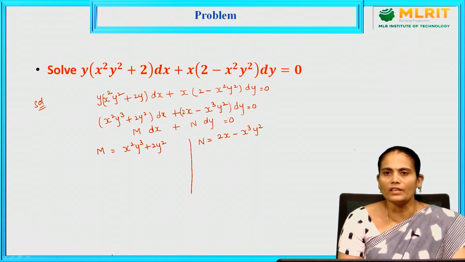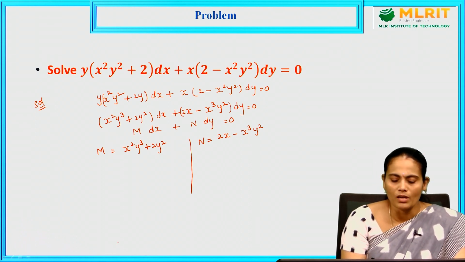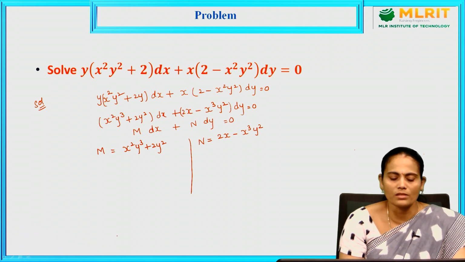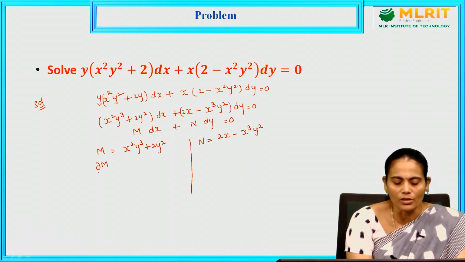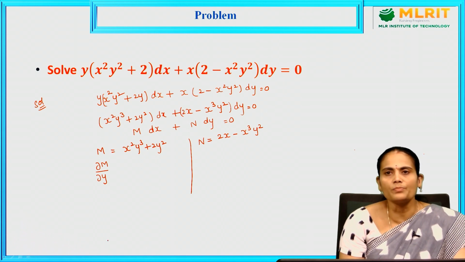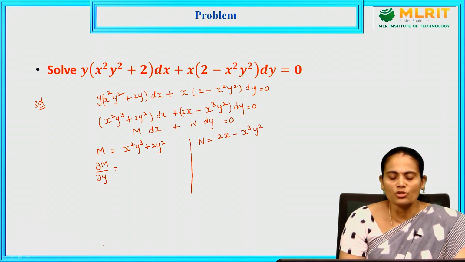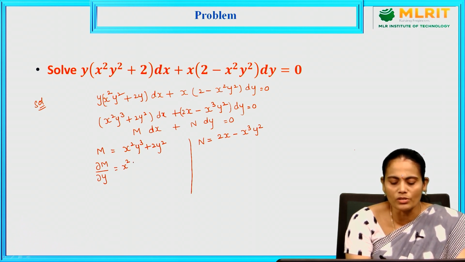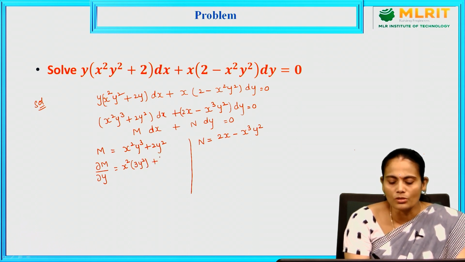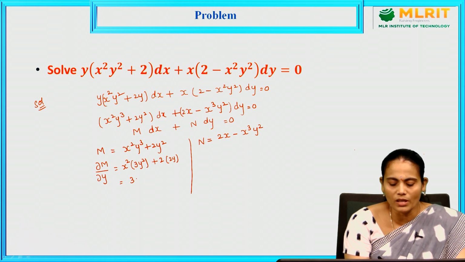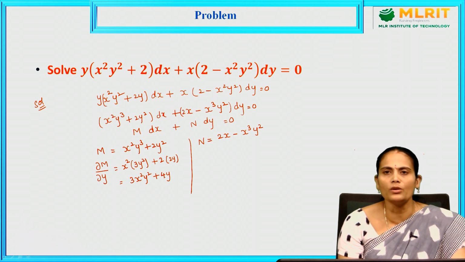And now we have to verify the non-exactness condition. What is the non-exactness condition? Dou m by dou y is not equal to dou n by dou x. Now we have to find the derivative of m with respect to y, treating x as a constant. With respect to y differentiation on m, x square is a constant. The derivative of y cube is 3y square, plus the derivative of y square is 2y. After simplification, we get 3x square y square plus 4y as the dou m by dou y value.